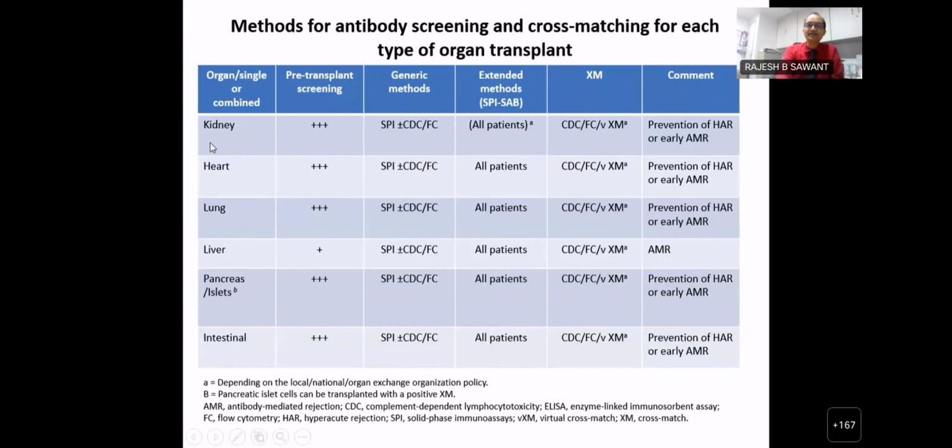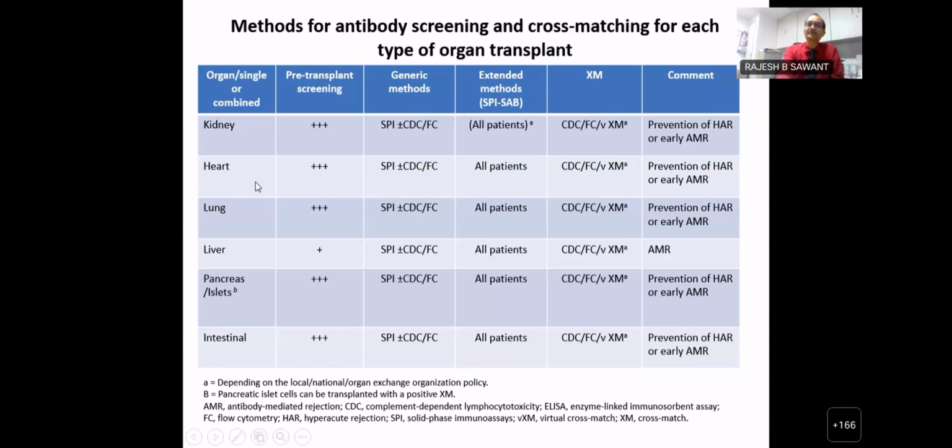Now, organ-wise, let us see what are the various methods for antibody screening and cross-matching. If you are dealing with kidney transplant, the most common, pre-transplant screening is definitely required. So pre-transplant, you look for the presence of any antibodies. What you will do generally would be a solid phase test plus a CDC or a flow cytometric cross-match. As I said, no single test is done, but you do at least a combination of CDC and flow or CDC and Luminex based cross-match, and take both the results into consideration, compare it with your clinical setting, and then arrive at a clinical decision. Basically this is done to prevent any kind of acute antibody mediated rejection.